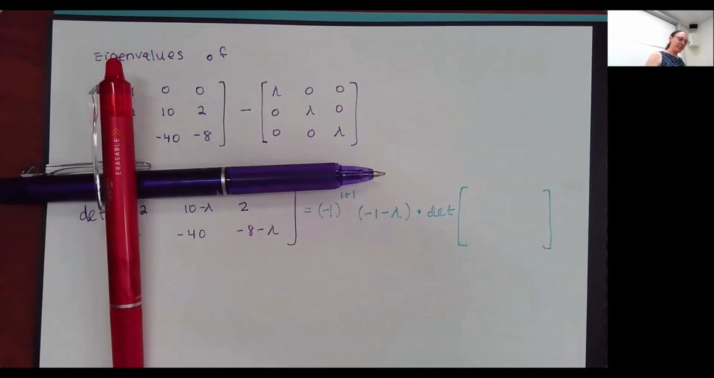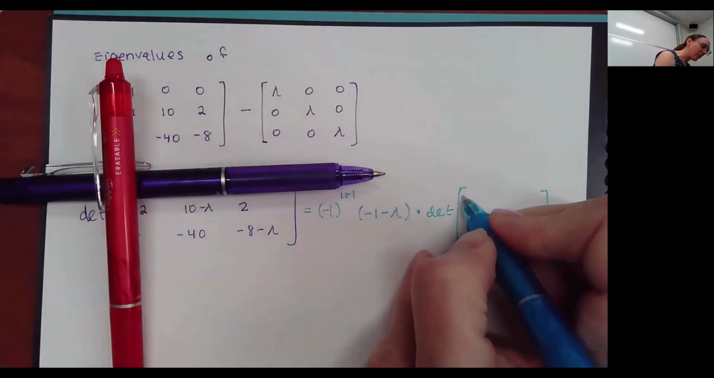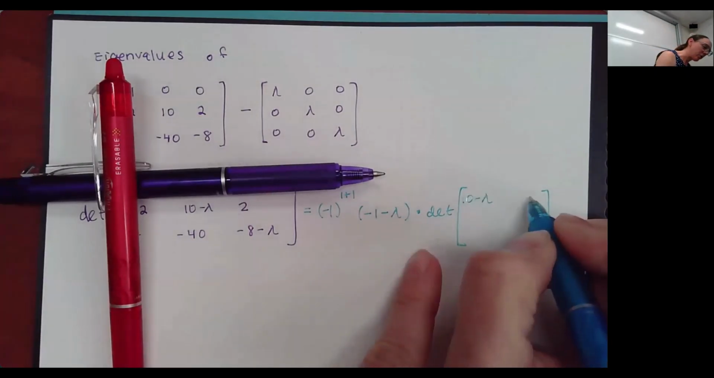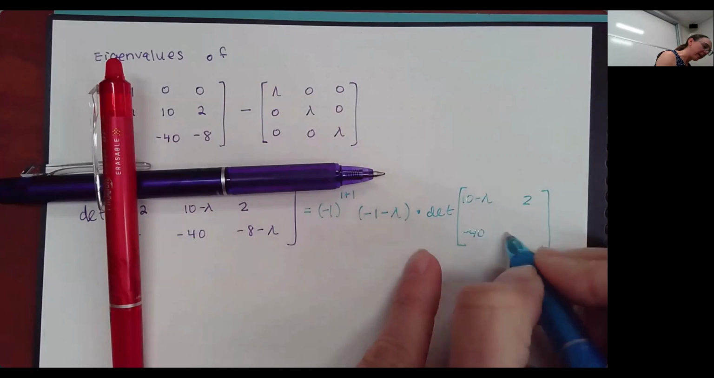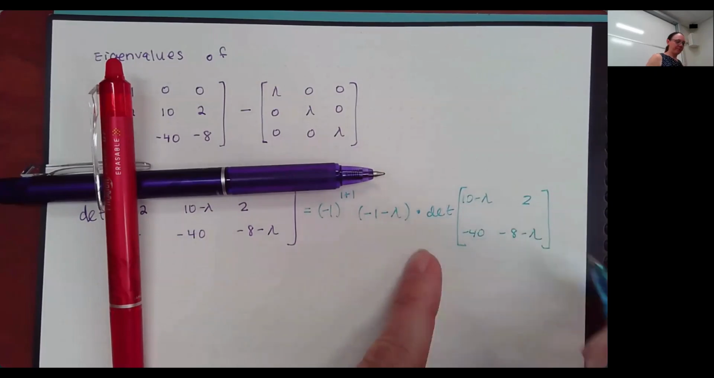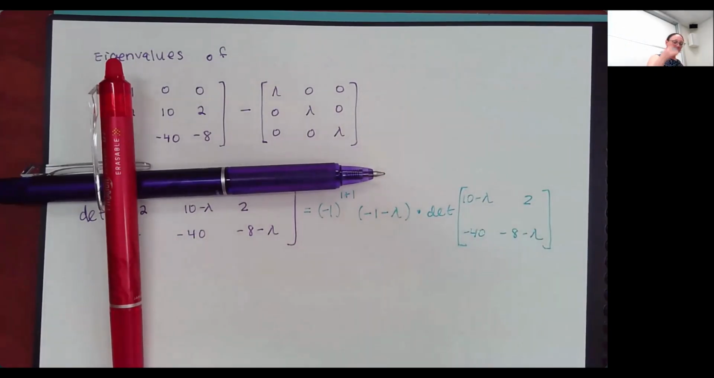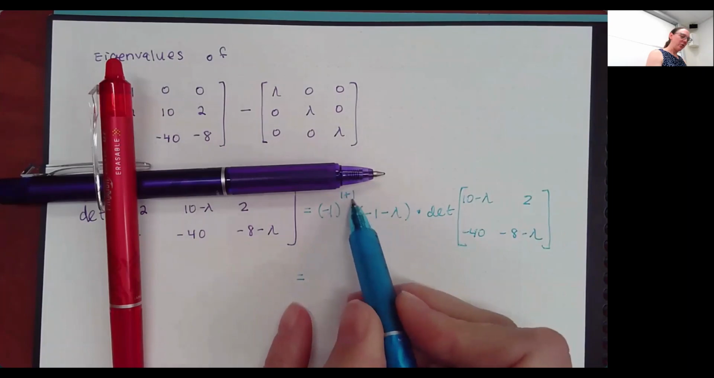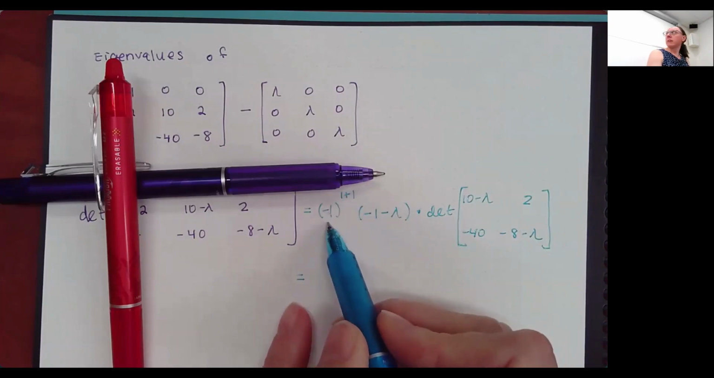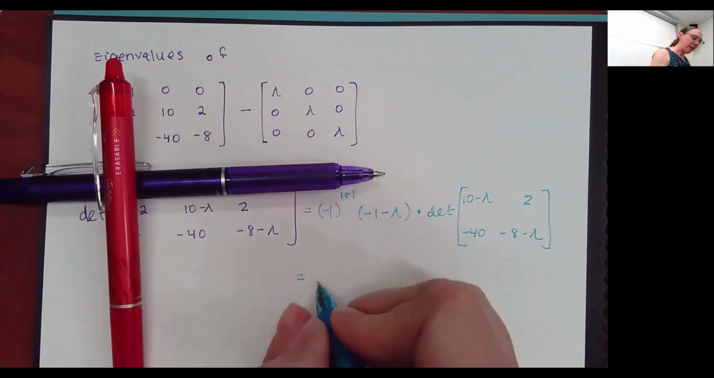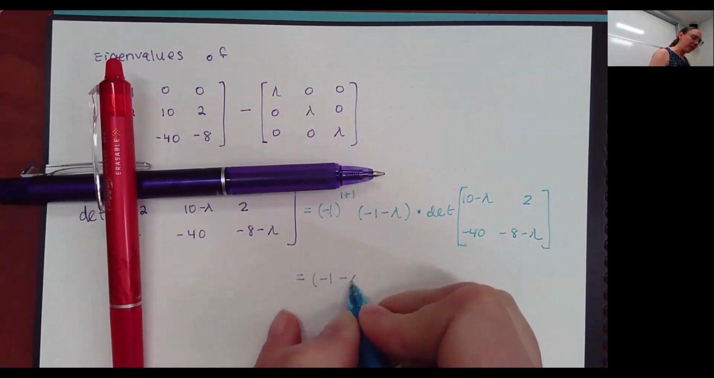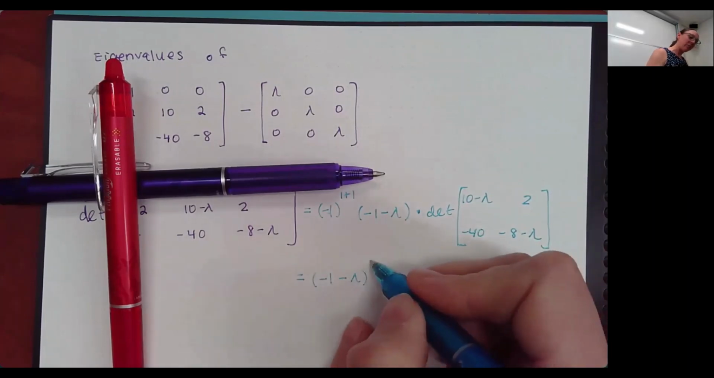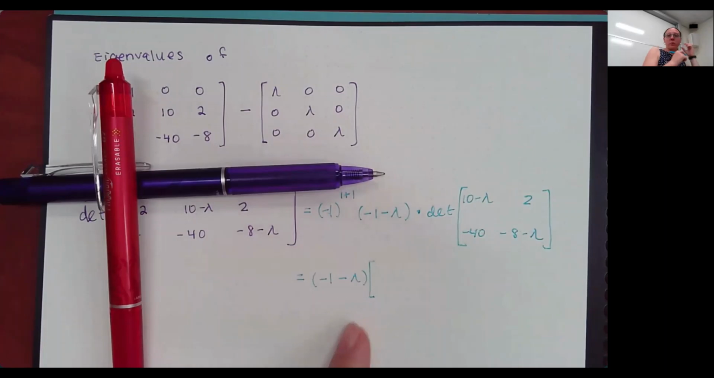And I'm going to find the determinant of the remaining 2 by 2 matrix. So that's 10 minus lambda, -40, and -8 minus lambda. It looks a little bit messy, but it's going to be doable. So -1 to the 2 gives me a positive value there. So I've got -1 minus lambda. That part's already factored for us. That's already one of our factors.